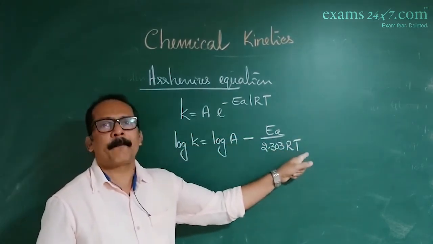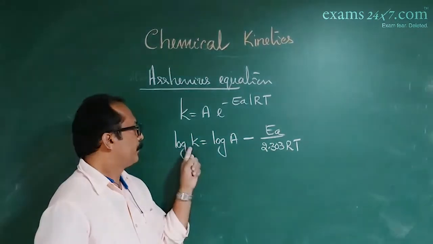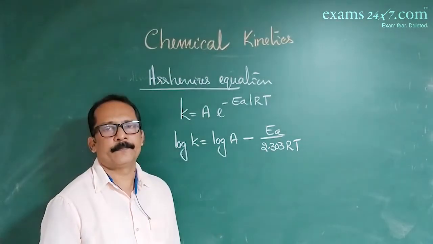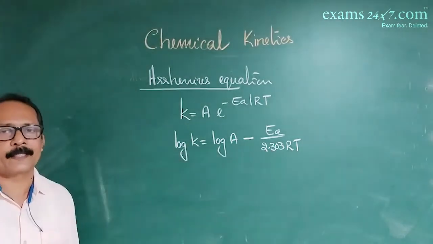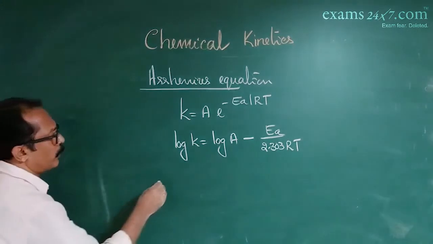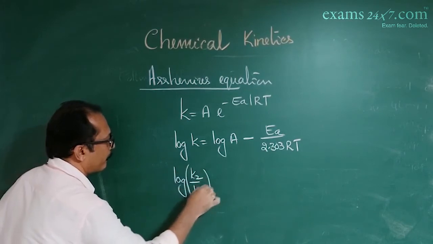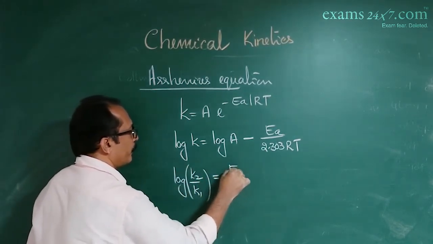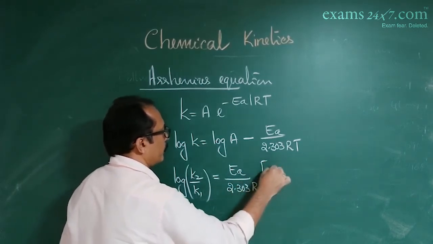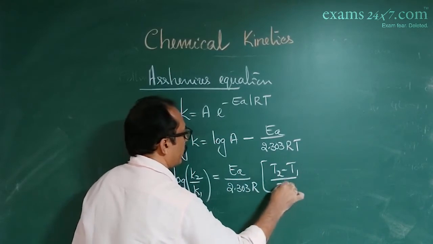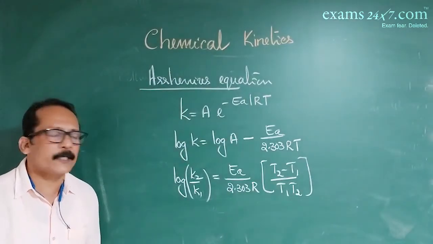Rate constant depends on temperature. There are only two variables, one is K and the other is T. When temperature changes, rate constant changes. So at two different temperatures, the same expression we can write like this: log K2 by K1 is equals to EA by 2.303 R into T2 minus T1 divided by T1 into T2, where T1 and T2 are the initial and final temperature.